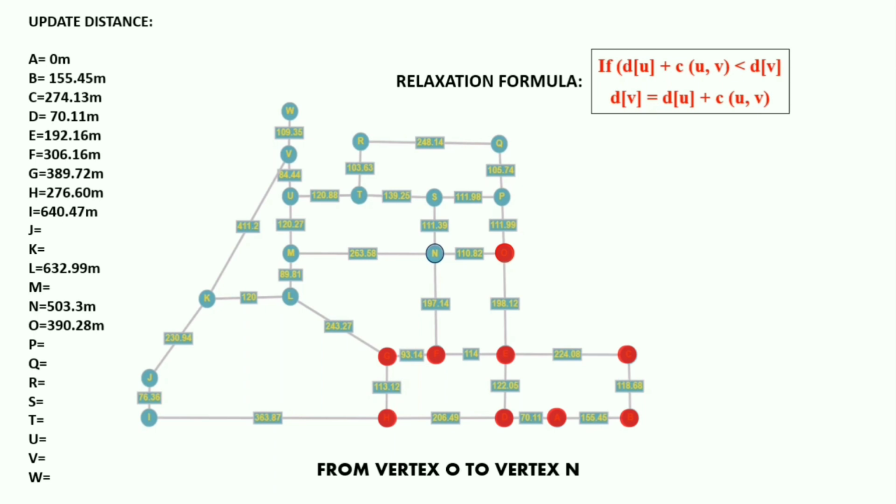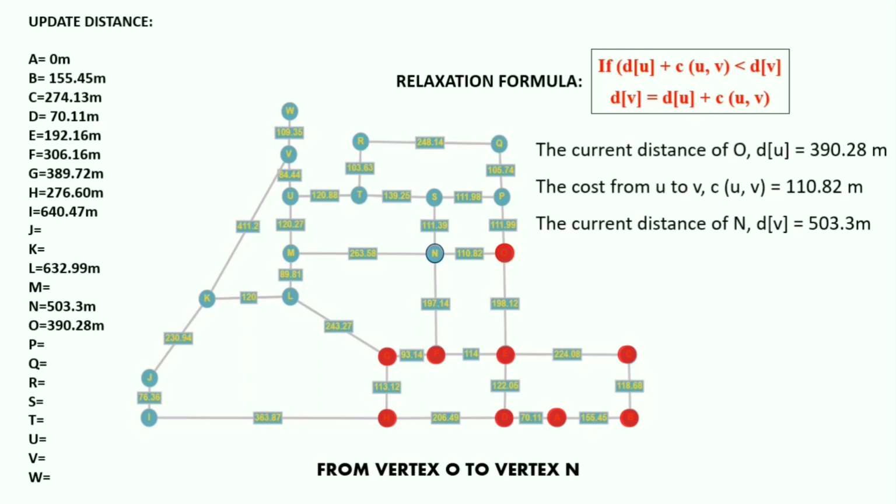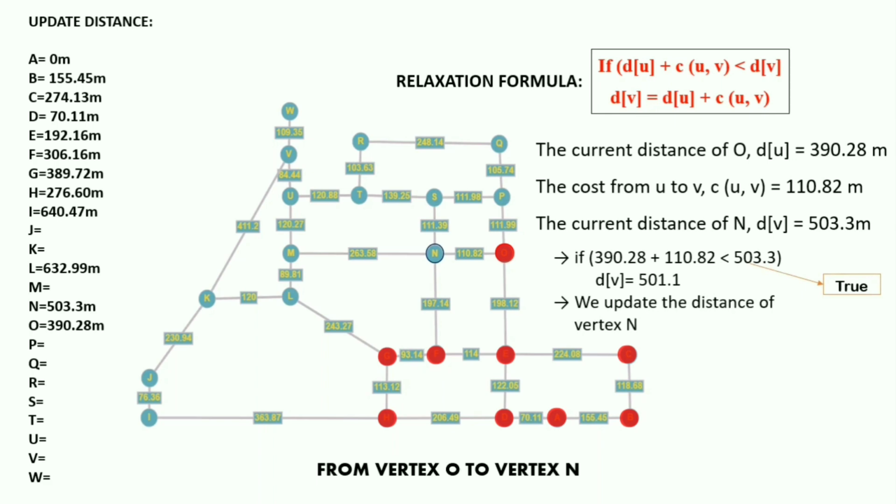The vertex connected to vertex O are vertex P and vertex N, but not vertex E because we already visit vertex E. So we will perform relaxation to the connected vertex. From vertex O to vertex N, the current distance of O is 390.28 meter, while the cost from U to V is 110.82 meter, and the current distance of N is 503.3 meter. So this is the condition. It is true. So we will update the distance of vertex N.